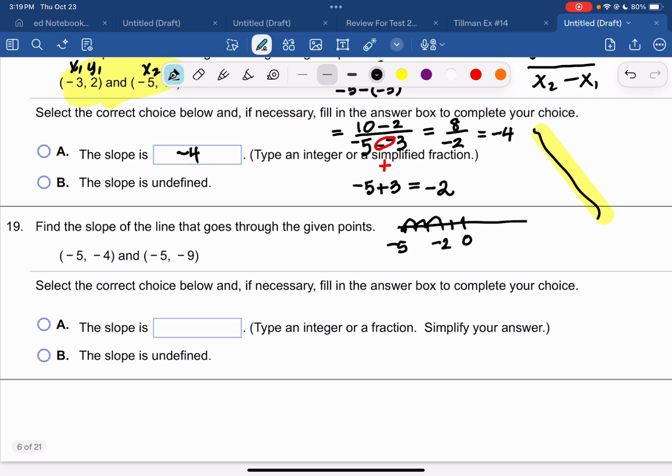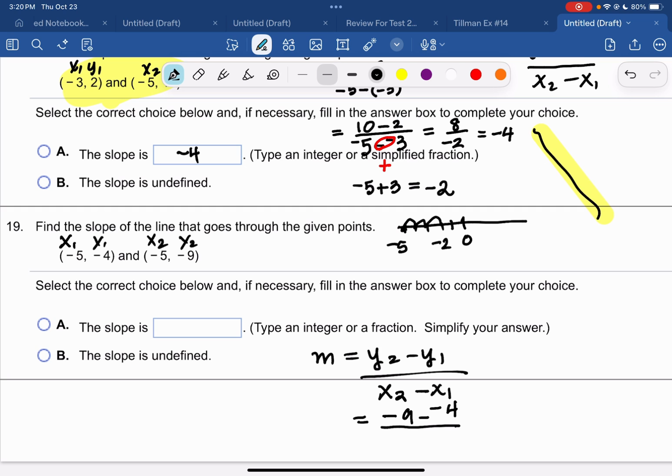Okay, let's do this one. We've got number 19. Find the slope of the line through -5, -4, and -5, -9. Okay, so my slope formula is, I write it down every time, y sub 2 minus y sub 1 over x sub 2 minus x sub 1, is going to be -9 minus -4. Look how I just put that a little bit higher there. And -5 subtract -5. I've got some double negatives here.